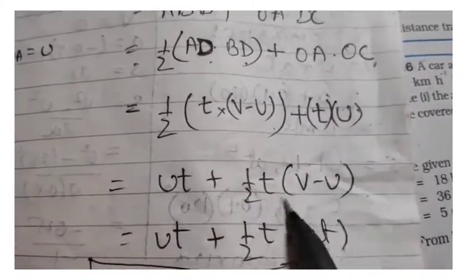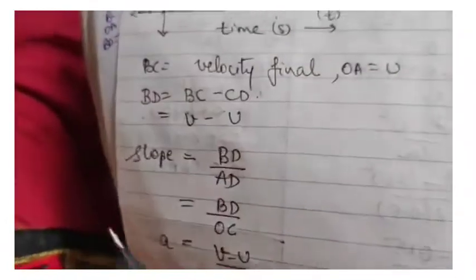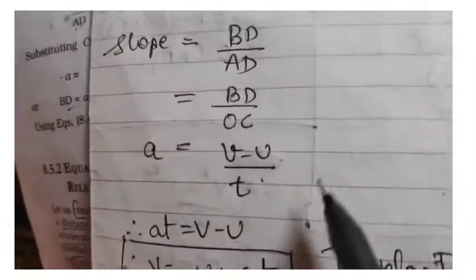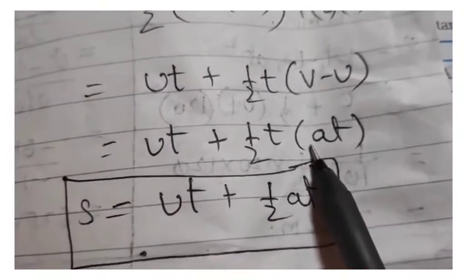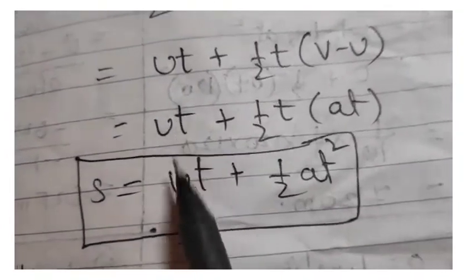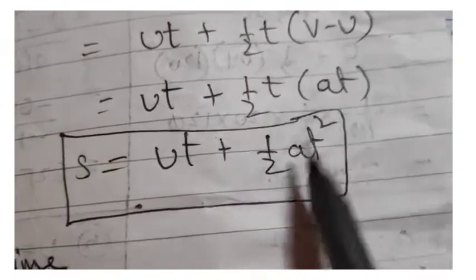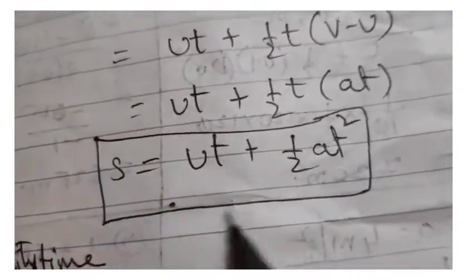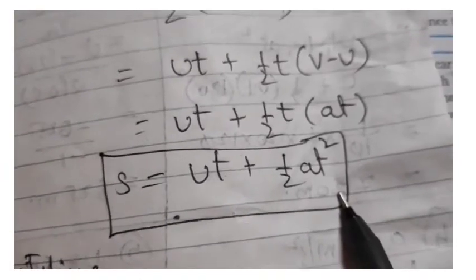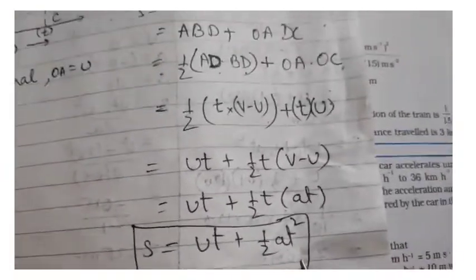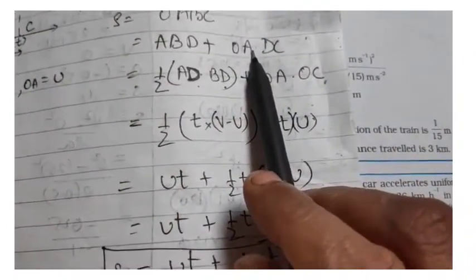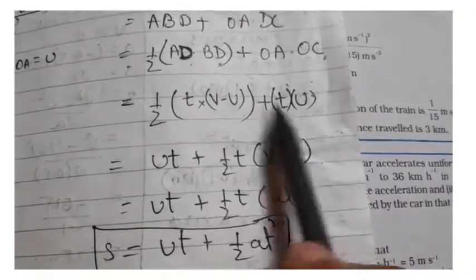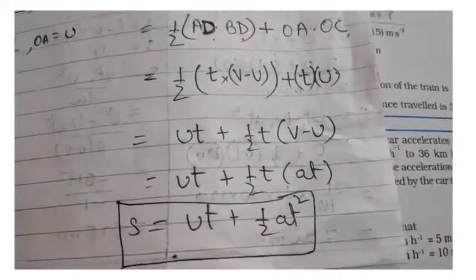Now this V minus U can also be written as AT. Why? Because in the previous equation, V minus U is equal to AT. Can I write that from the previous equation? Yes. So here I put V minus U as AT. Now if you open this bracket, you will get UT plus half AT square. This is your very important second formula of uniformly accelerated motion, which is derived by taking the complete trapezium, dividing it into two figures, taking the formulas of the area, substituting the values, and then you get the answer. Am I clear?